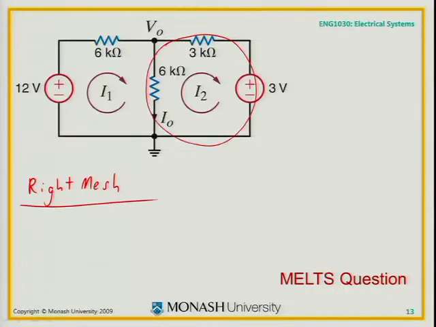Essentially you've got to do Kirchhoff's voltage law around this right loop here. And everything's got to be in terms of I1 and I2.